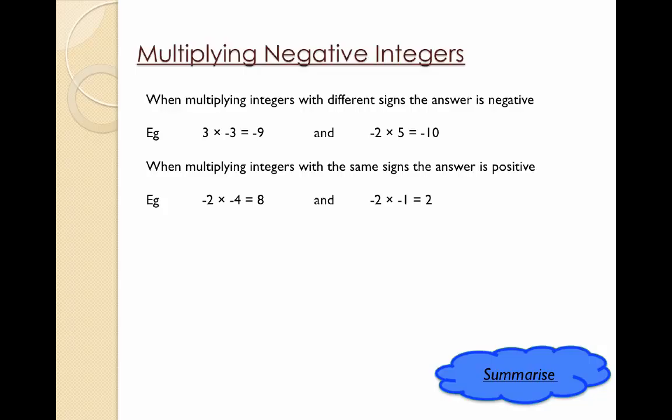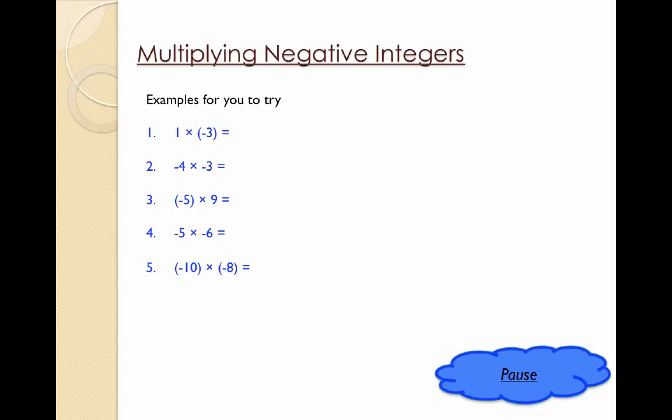So the first rule is when multiplying integers with different signs, the answer is negative. And the second rule is when multiplying integers with the same signs, the answer is positive. Pause the video, summarize what is written, and I'll give you some for you to try in just a second. Here we go. I'd like you to pause the video now.